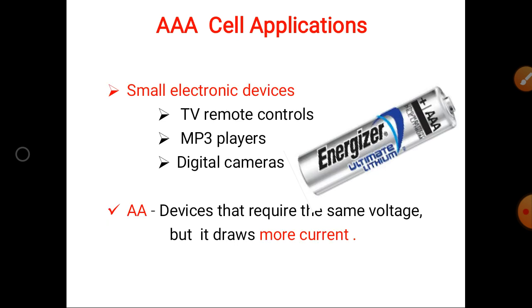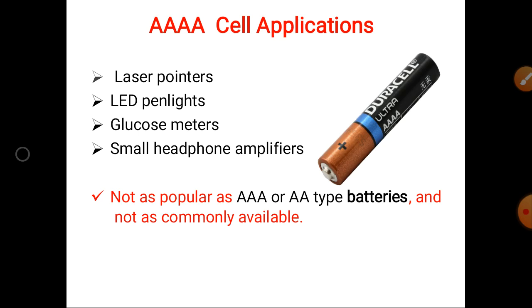And the next one is the AAA cell application. These are used in small electronic devices like TV remote controls, MP3 players and digital cameras. This is very thin and small, so the AAA cell is normally used in digital cameras. The AA devices require the same voltage, but if you compare the AA and AAA cell, the AA cell draws more current, right? It gives more current.